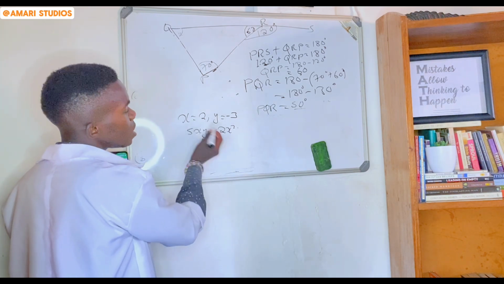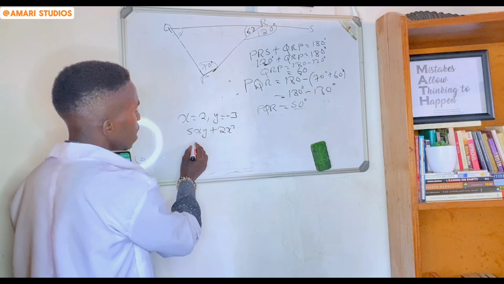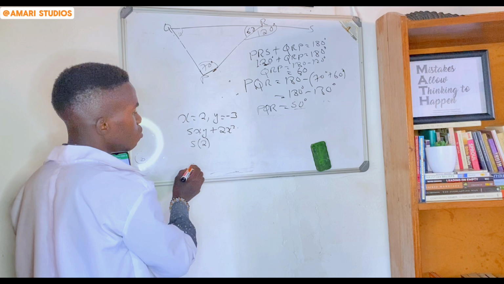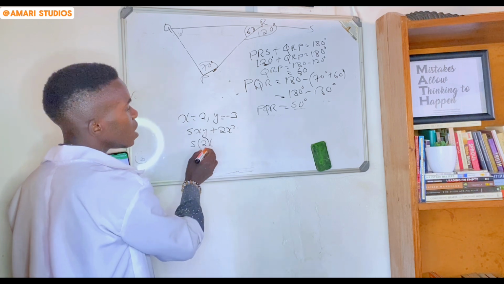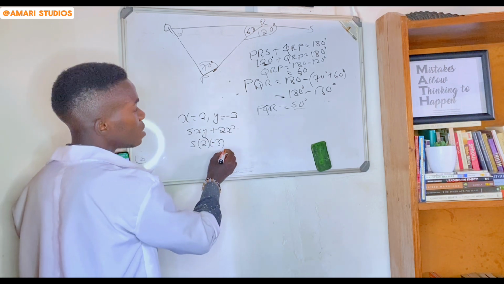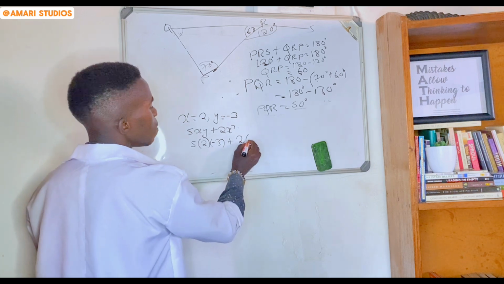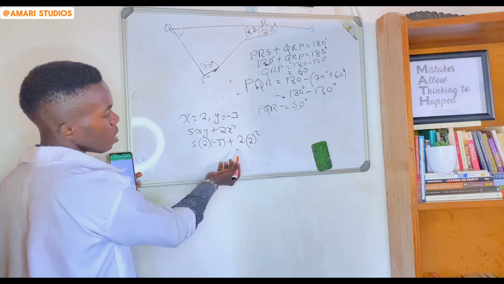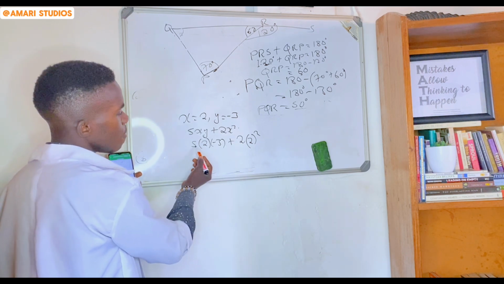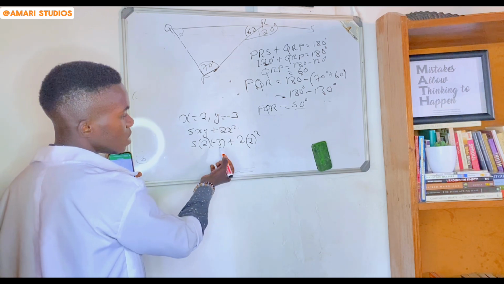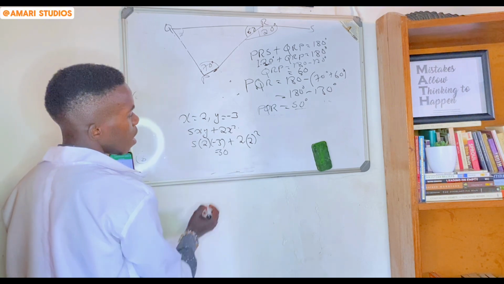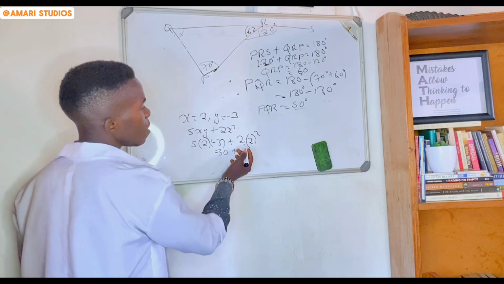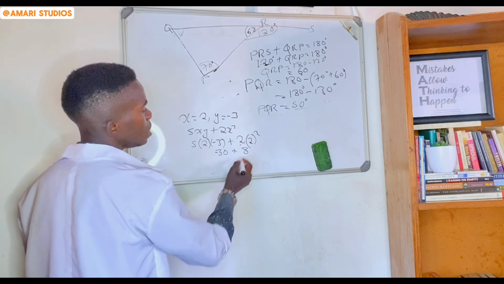Where there is x, we replace with the value that was given. So you say 5, open brackets, where there's x, replace with the value given, which is 2. Then again, open brackets, where there is y, replace with the value given, which is negative 3. Then plus 2, open brackets, 2 to the power 2. Then we evaluate. 5 times 2 is 10, times negative 3 gives us negative 30. Then 2 to the power 2 is 4, and 4 times 2 is 8.